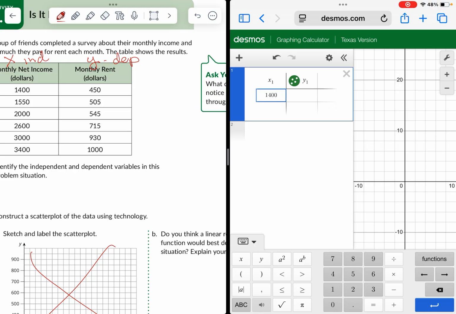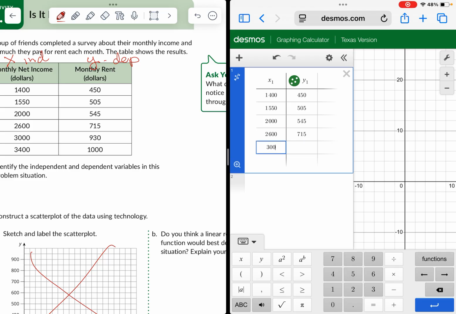So the person who makes $1,400 is paying $450. The person who's making $1,550 is paying $505. The person who makes $2,000 is paying $545. The person who makes $2,600, oops, got a little crazy there, $2,600 is paying $715. The person who makes $3,000 is paying $930. And the person who makes $3,400 is paying $1,000.